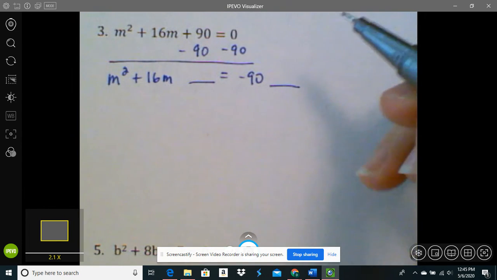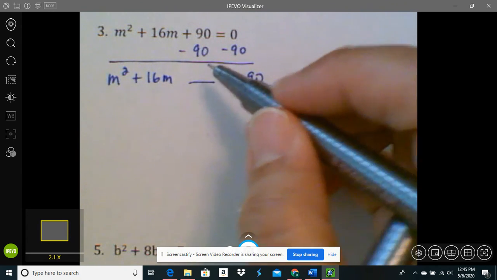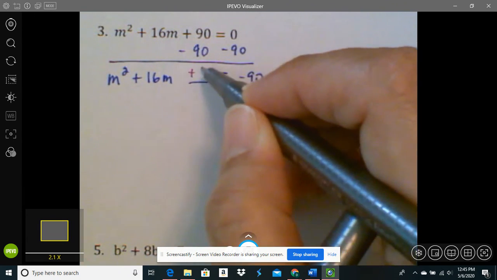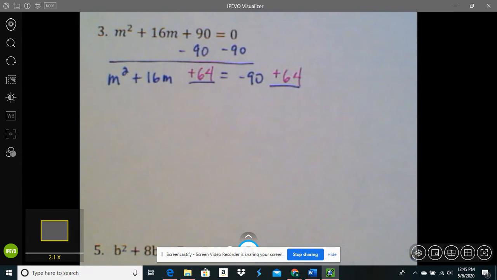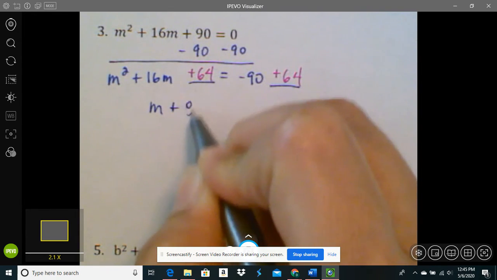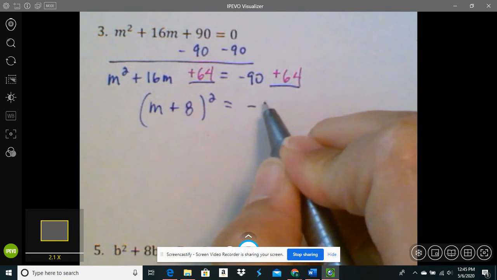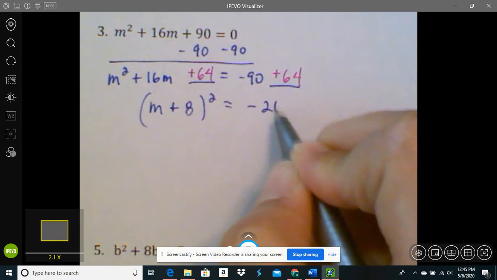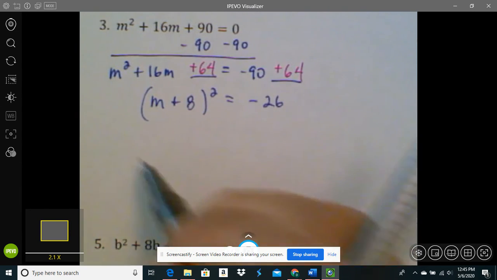What is that something? Well, take half of 16. Half of 16 is 8. We'll now square the 8. We get 64. So we add 64 to the left. We add 64 to the right. We get m plus 8 squared equals negative, what is that, 26? Now we'll take the square root of both sides.